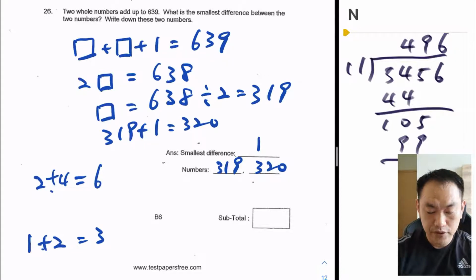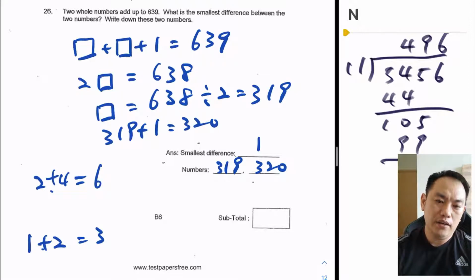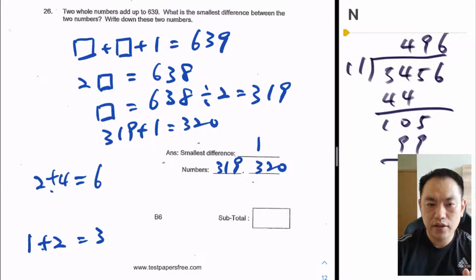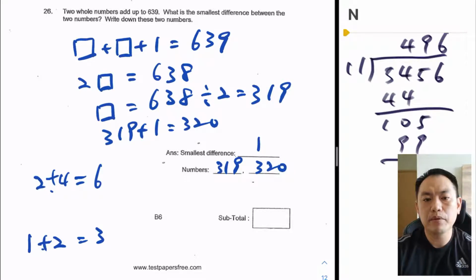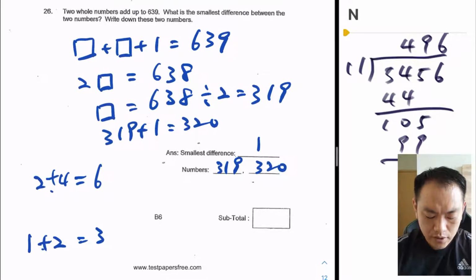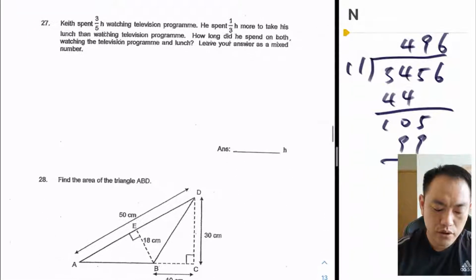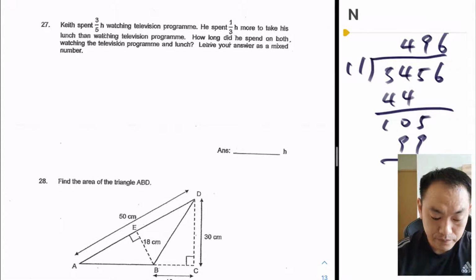So this question is more about the concept of whole numbers, and whether you can visualize the numbers being right next to each other, and also if the sum is an odd number, that means one of the numbers is an odd number and the other number is an even number. Okay. Let's move on to question 27.